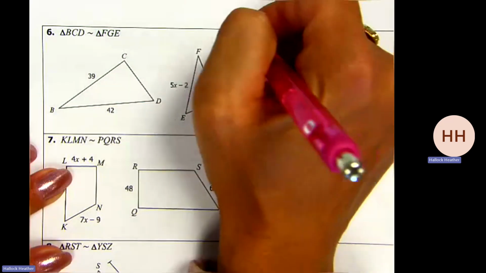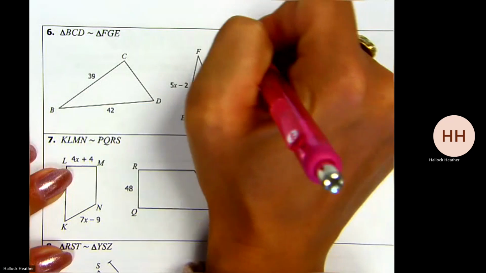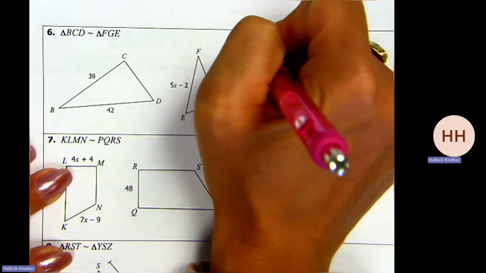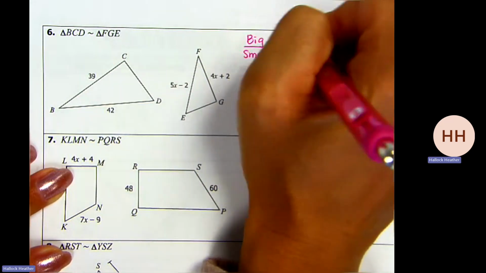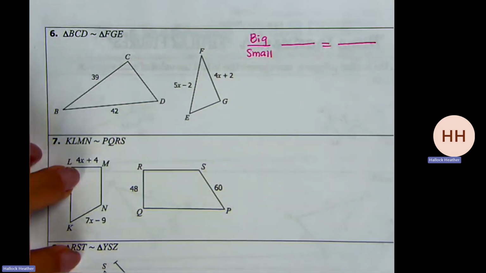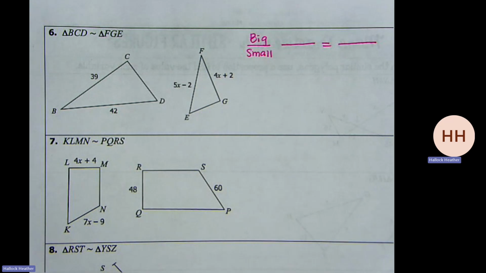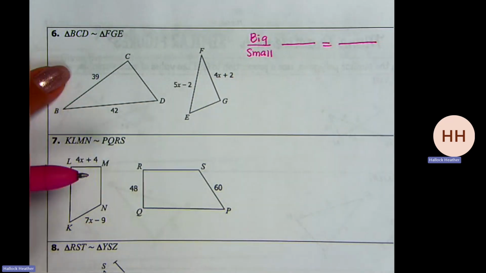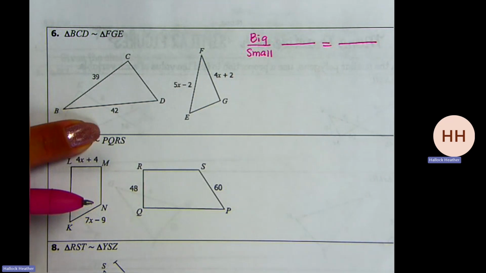So we're going to do big triangle divided by small triangle. And we know that the proportion is going to have like 2 fractions with an equal sign between them because that's how we're cross multiplying. So if I'm looking at the big triangle, it doesn't matter which one I use. I just have to pick something that's on the big triangle. So do you want to use 39 or 42 first? It literally doesn't matter.